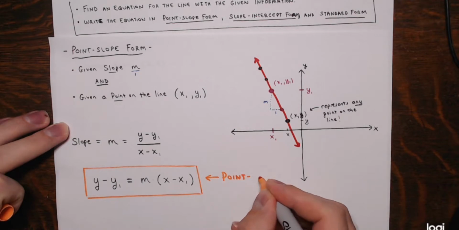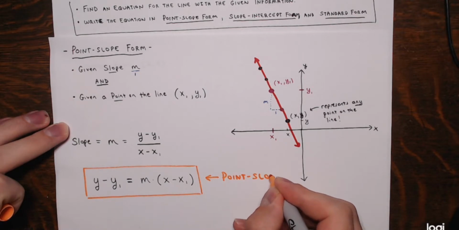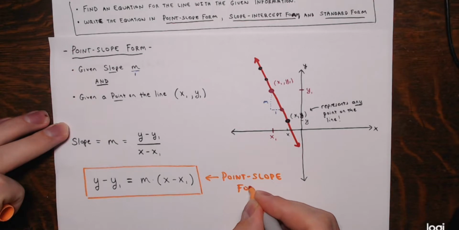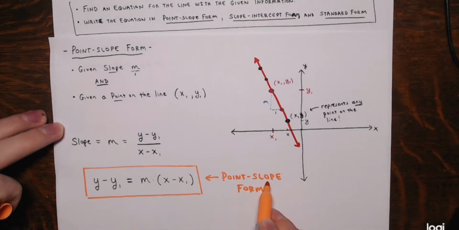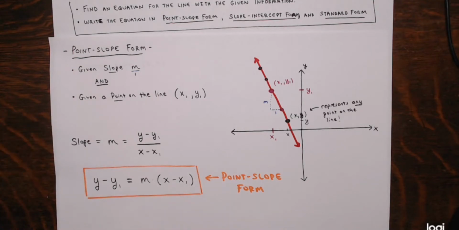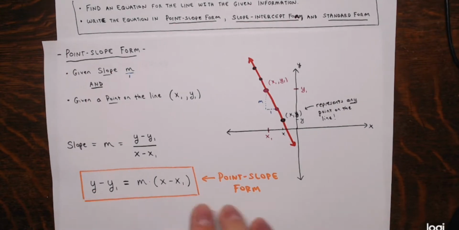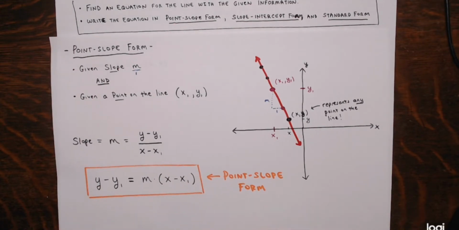Right here. And again, the reason it's called point slope form is hopefully obvious, because this x1, y1, those are the coordinates of a point that you know on the line, and m is the slope of that line. A point on the line and the slope of the line are revealed in this equation. And then x and y, these variables, represent x and y coordinates of any point on the line.